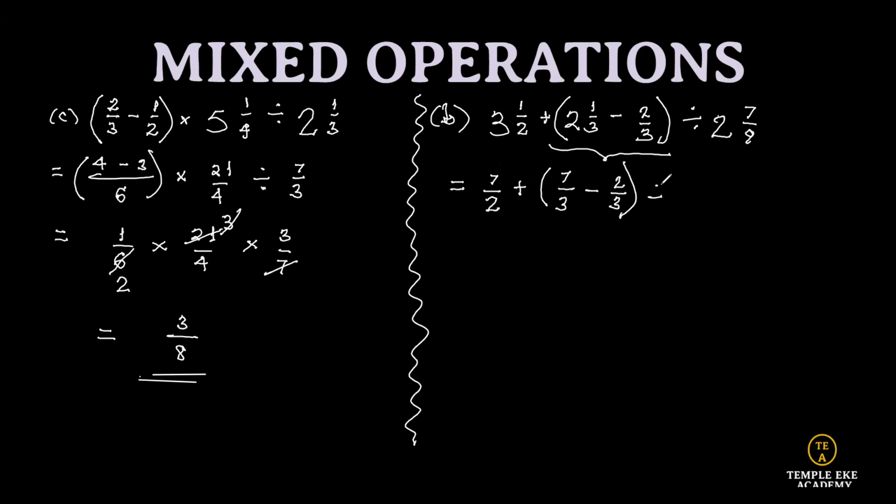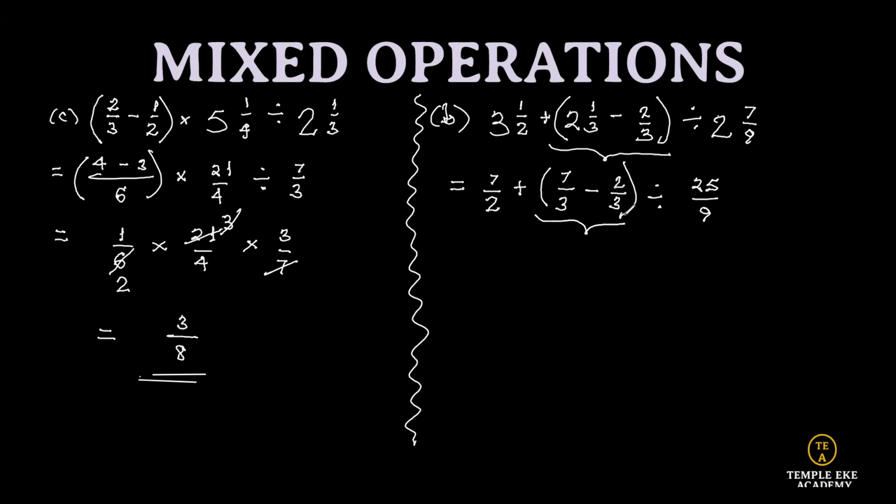All divided by, let's make this a single unit also. 9 times 2 is 18. 18 plus 7, that's 25, divided by 9. That's right. And now we have to simplify the expression in the bracket as a single unit.